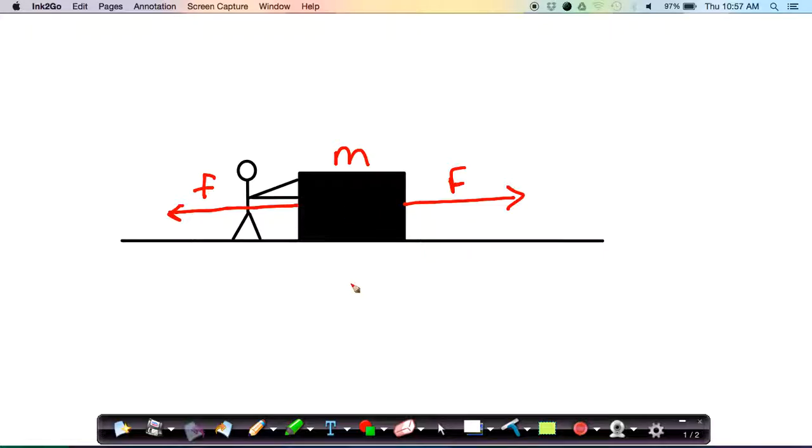So this is the first thing that we have to consider when we're thinking about whether or not we're going to move the box. And if we do, what will the box's acceleration be? So when we talk about acceleration in this instance, we see that acceleration depends or is caused by net force.